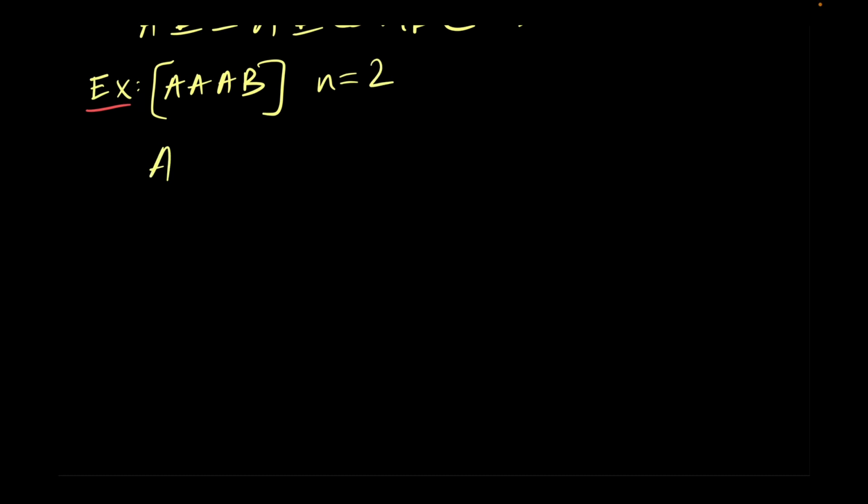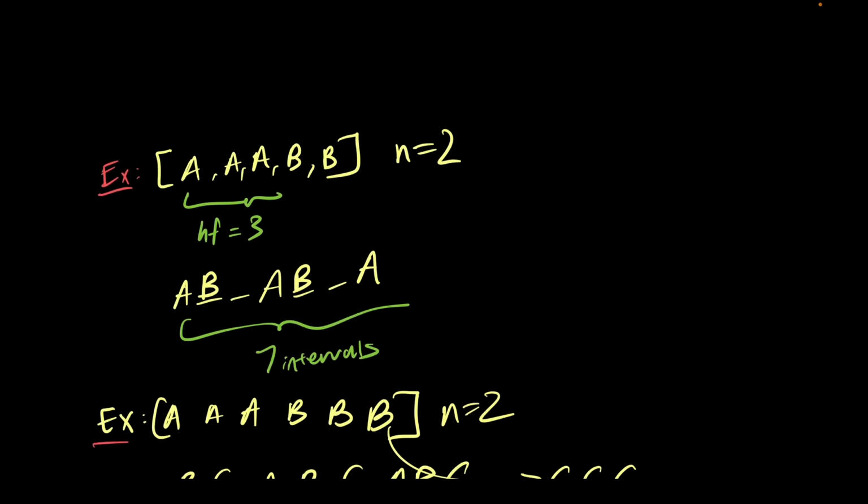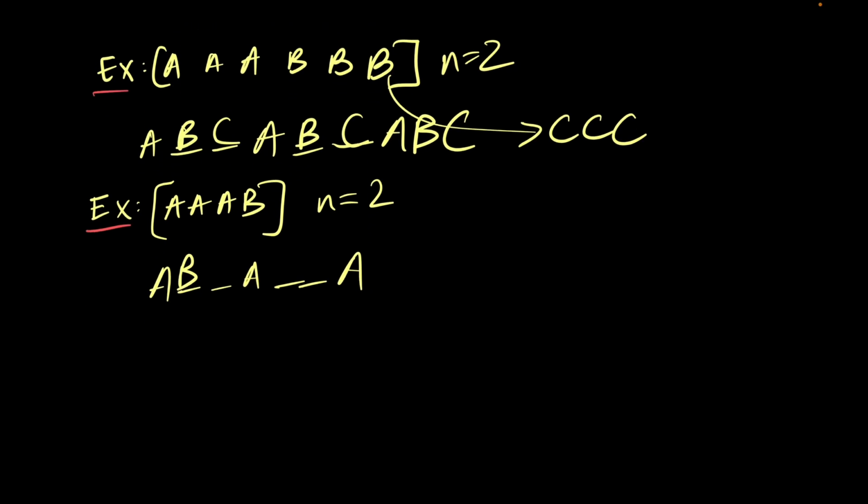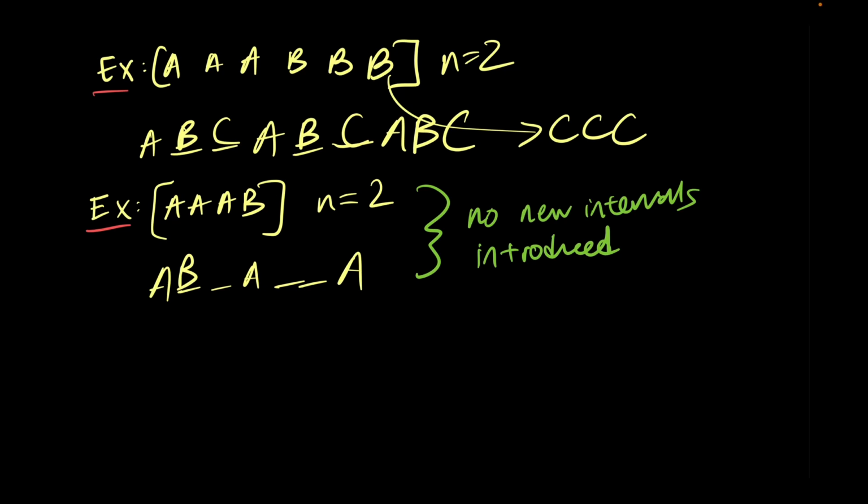So we have something like A, and then we have this B. So where does this B go? Well, it just goes here. So that makes sense. So what's the difference between this example and the one that came before? Well, here, we're not actually introducing any new intervals.